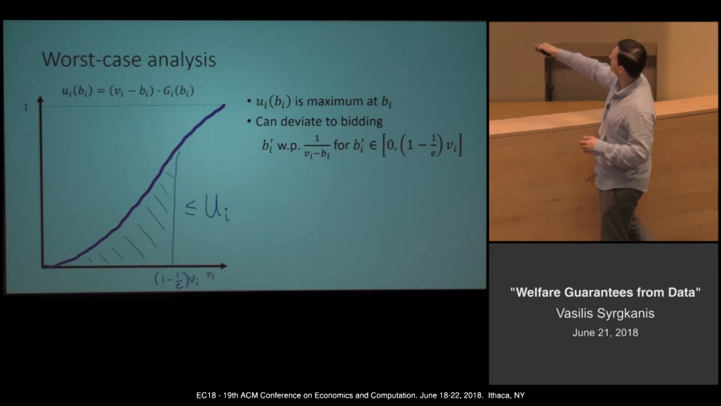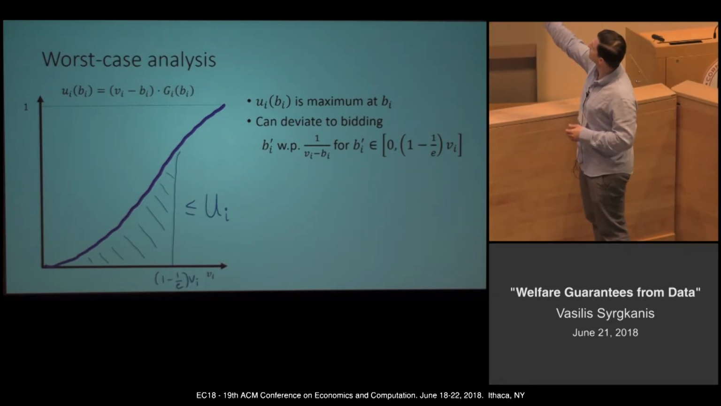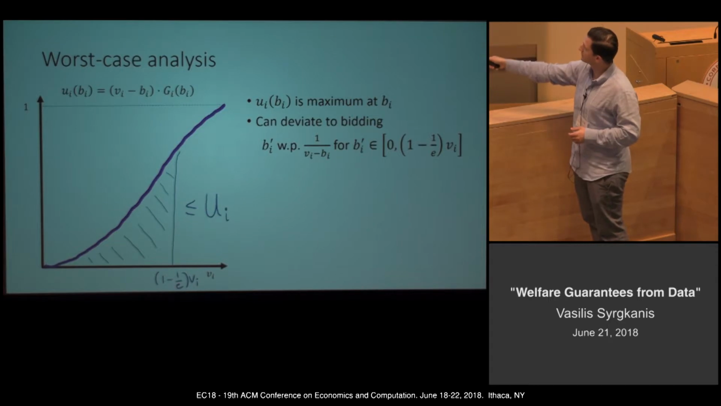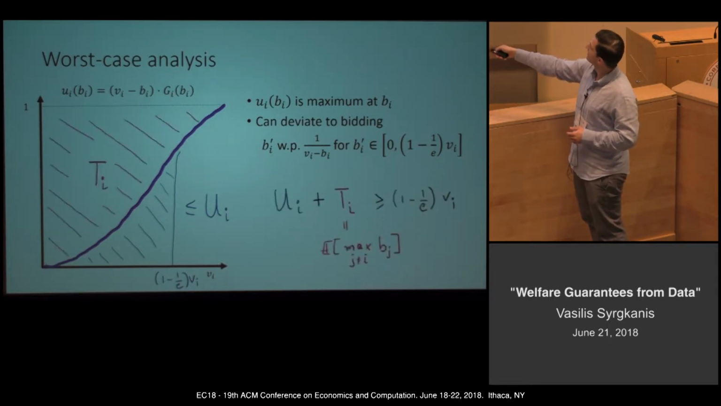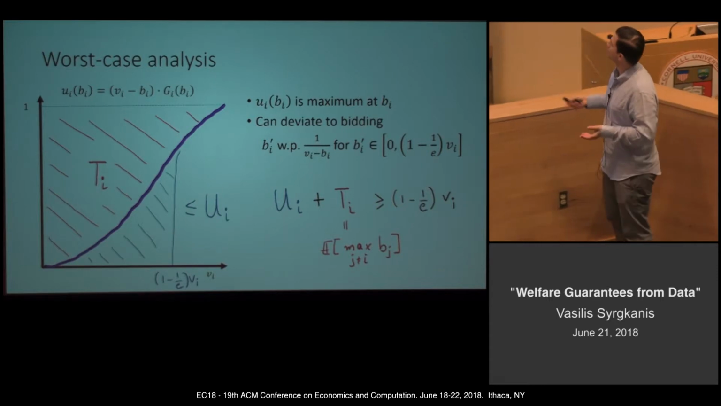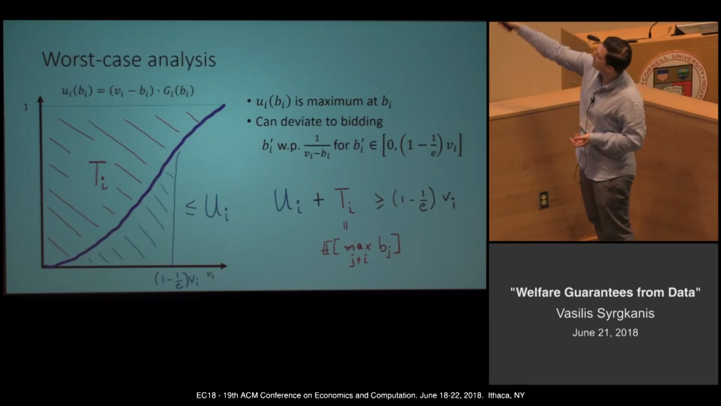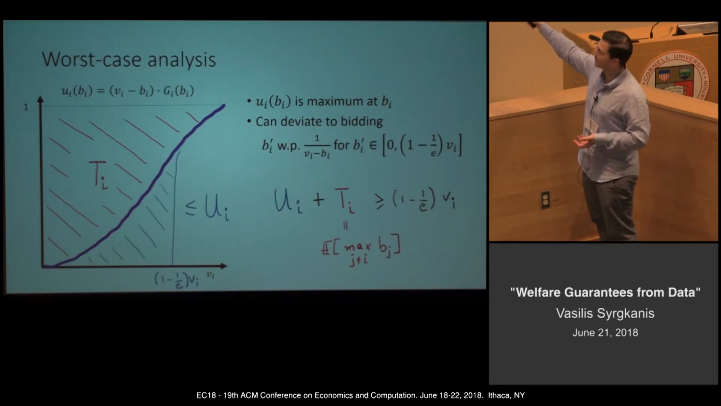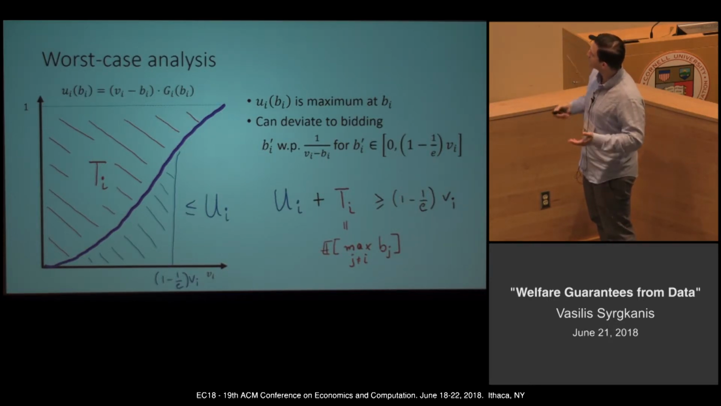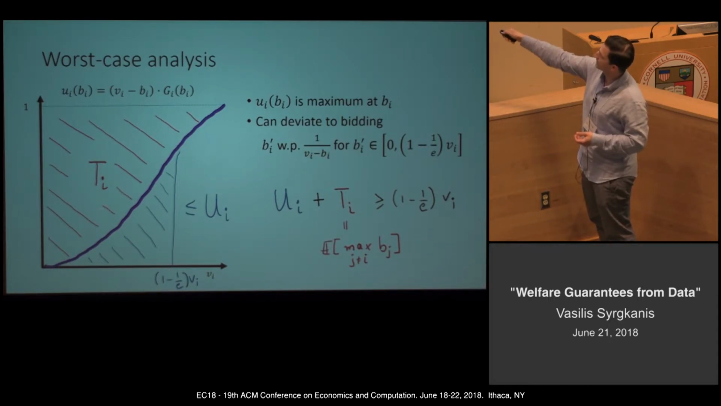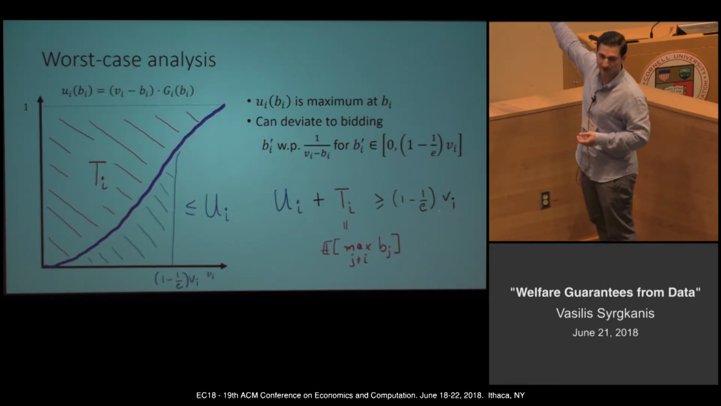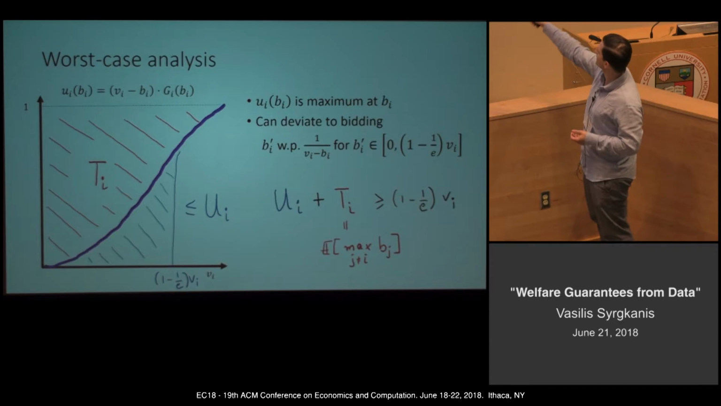Okay? So the utility from such a deviating bid is equal to the area under this curve from 0 to 1 minus 1 over e times vi. And now the proof goes: this utility plus the area above the curve, which happens to be equal to the expected maximum other bid, because it's the integral of 1 minus the CDF, and that's just a standard fact. So this deviating utility plus this integral above the CDF has to be at least equal to this rectangle, which is equal to 1 minus 1 over e times the value. So you have this inequality.